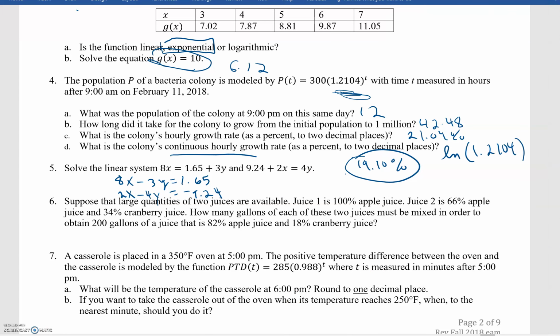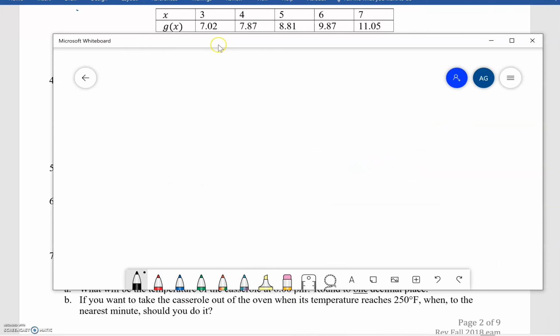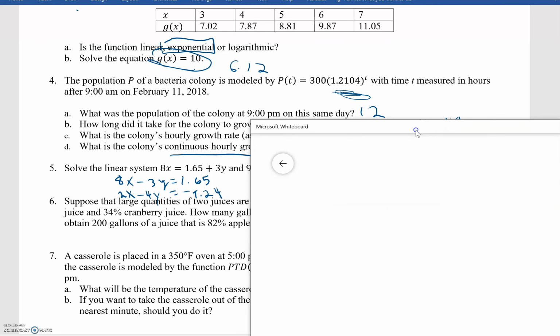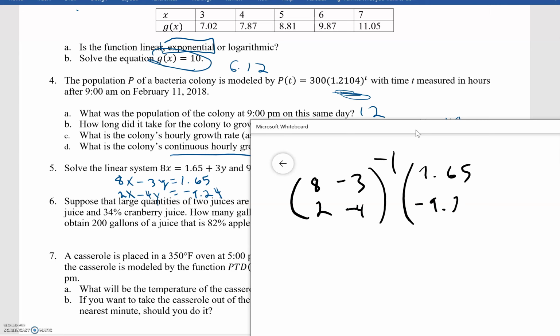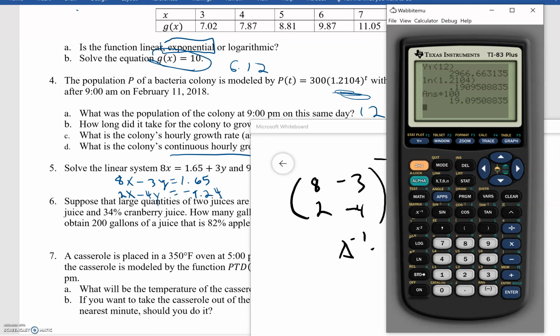Actually, let me go to the whiteboard so that I can write what my matrices are. So my matrices are going to be 8, minus 3, 2, minus 4, inverse times 1.65 over negative 9.24. This is my matrix of constants. This is my matrix of coefficients. So this is A inverse times B. And from here we go to the calculator.